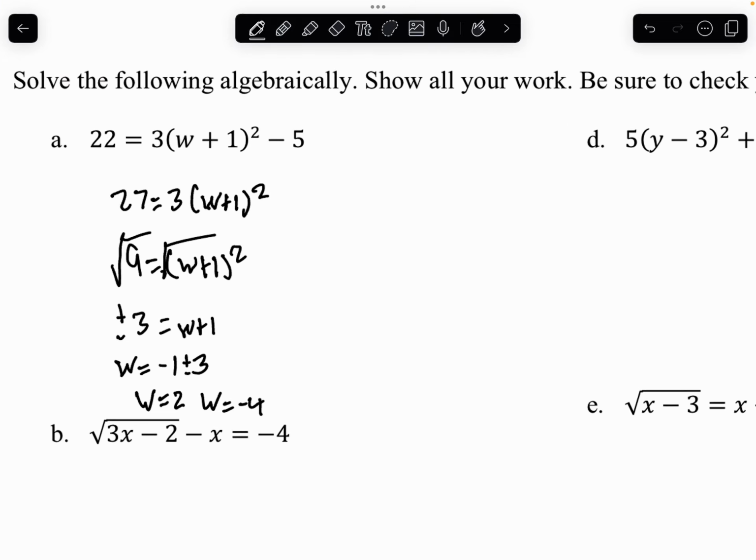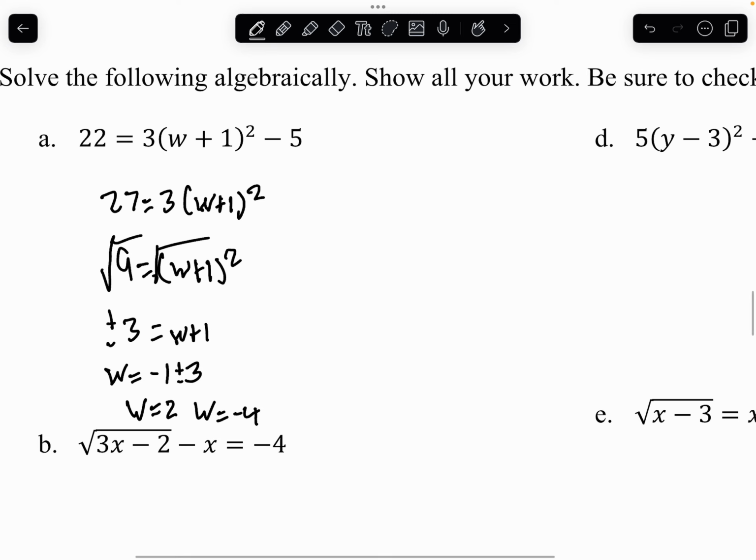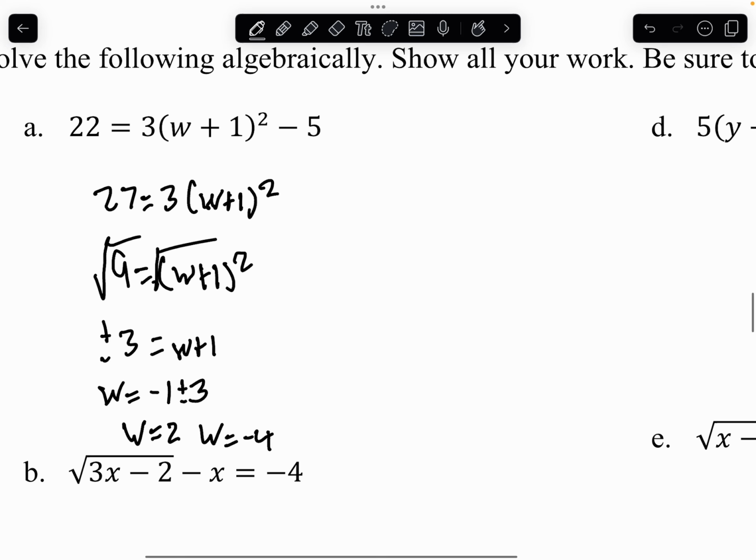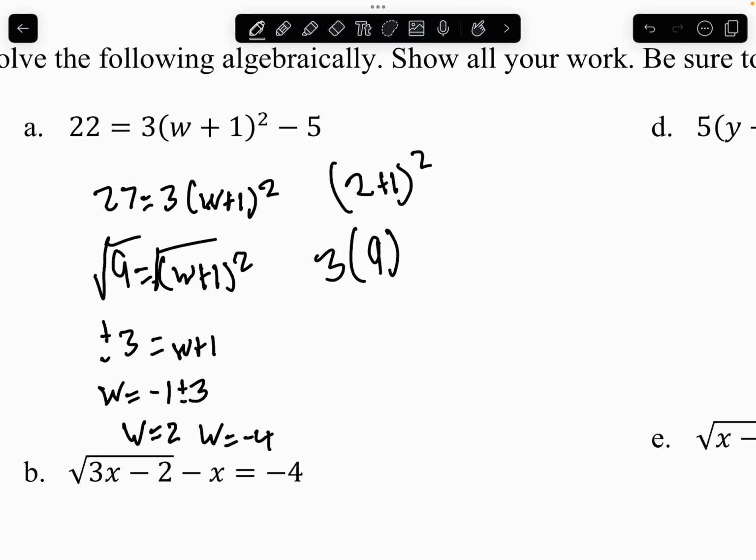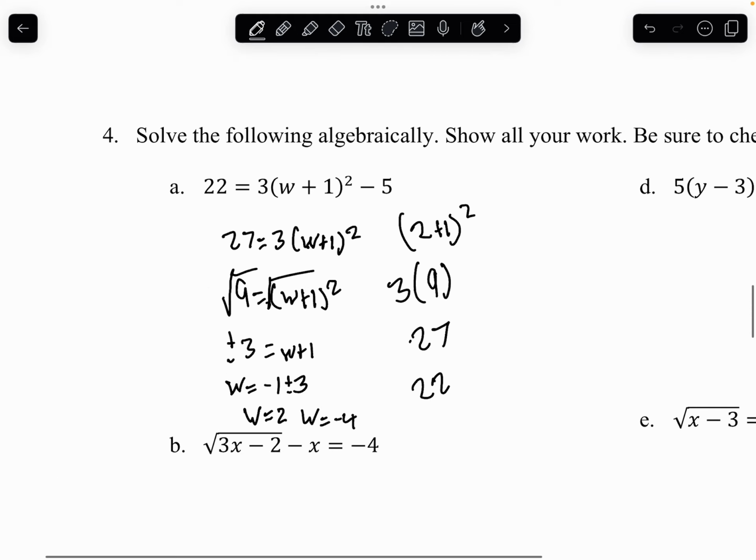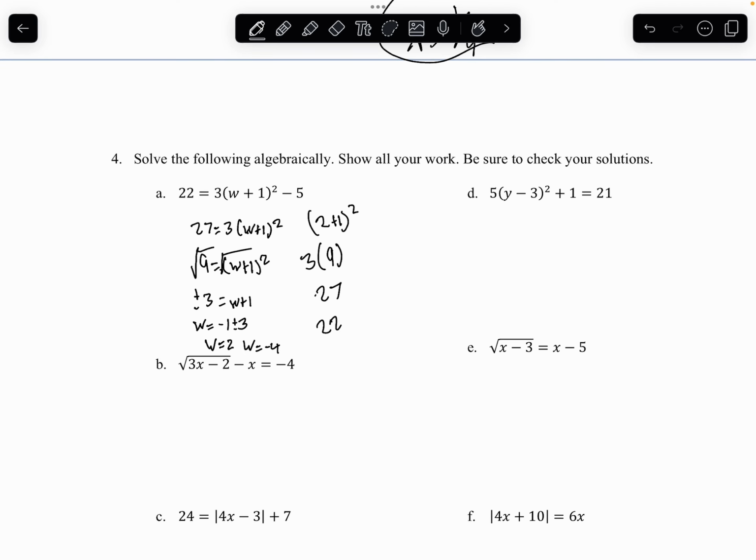Be sure to check your solution. So I'll plug it in real quick. So 2 plus 1 squared is 3 squared, or 9. 9 times 3 is 27. 27 minus 5 is 22. 22 is equal to 22, so that's true.